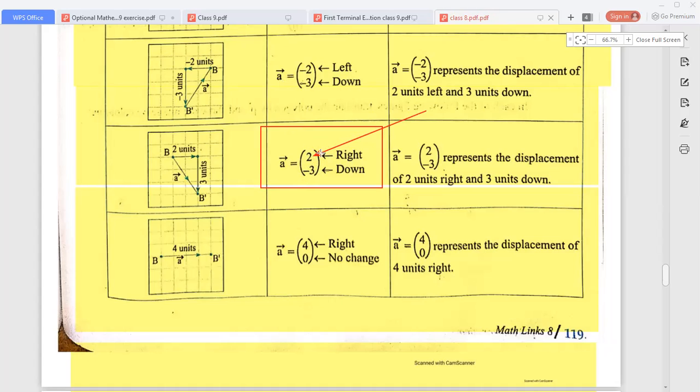Here the first number is 2, so it is positive and we have to go 2 unit right, and then here the second number is negative 3, so we have to go 3 unit in the down direction. Okay, that is the meaning of the translation vector, just moving horizontally and vertically.